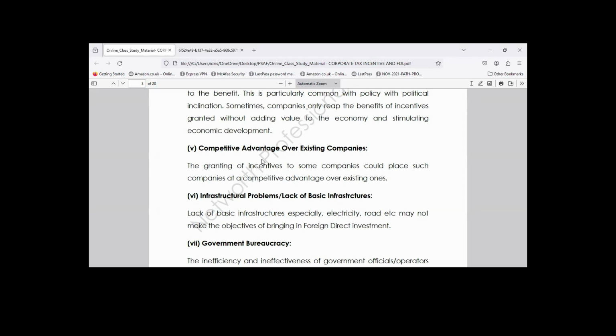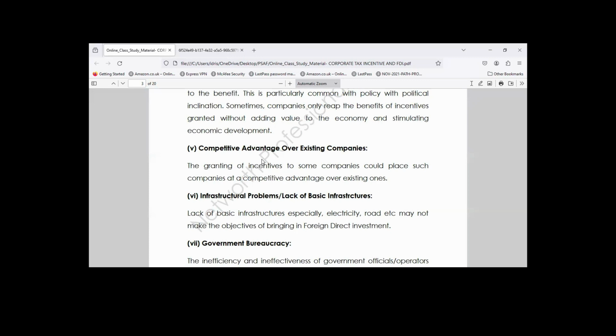These foreign companies will have more competitive advantage over those indigenous companies, those local companies in Nigeria, because the local companies, we don't give them any incentive, or the incentive we give them cannot be compared with that of the foreign companies. So all these are abuses of what? Corporate tax incentive.